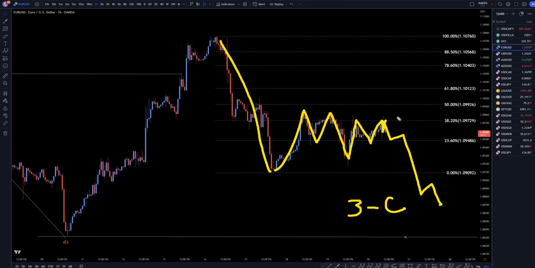Either way, I'm definitely going to try to get short while we learn whether it's a C or a 3. If it's a 3, it will go down and break structure. If it's a C, it definitely could make a higher low, end this correction, and end up continuing the uptrend. So we're just going to have to pay attention to our structure, pay attention to the market, and see what happens next.